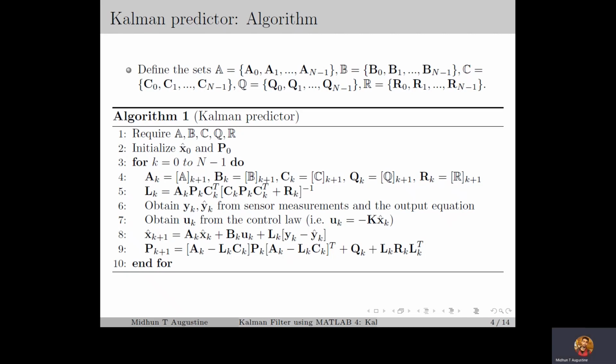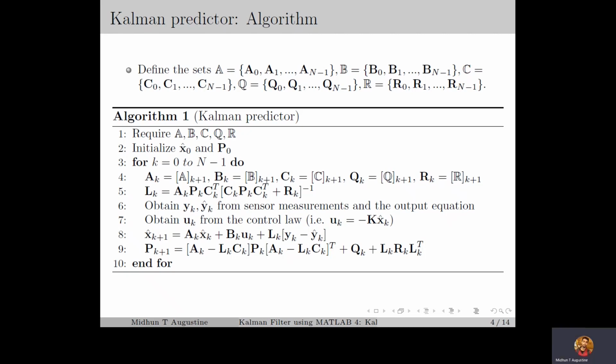Then for each time instant k, we use the current system matrices and weighting matrices to compute the Kalman predictor gain Lk. Also, we obtain yk and yk hat from sensor measurements and the output equation. And similarly, the control input uk is obtained from the control law.